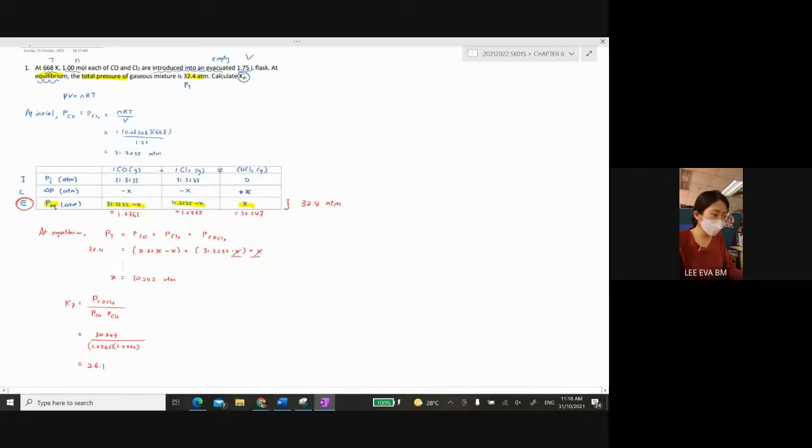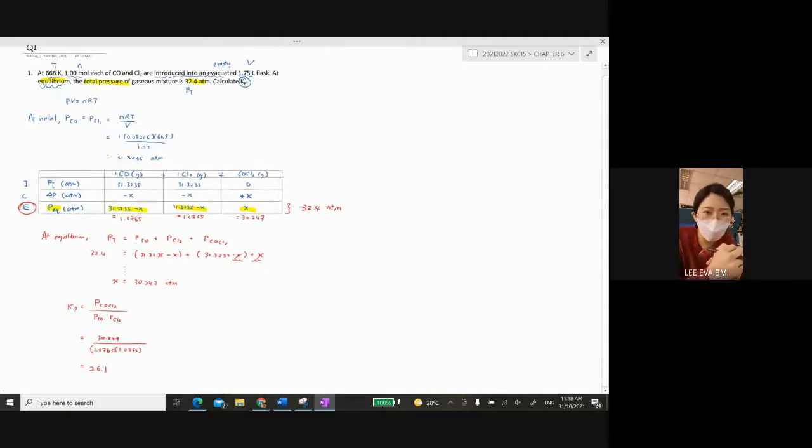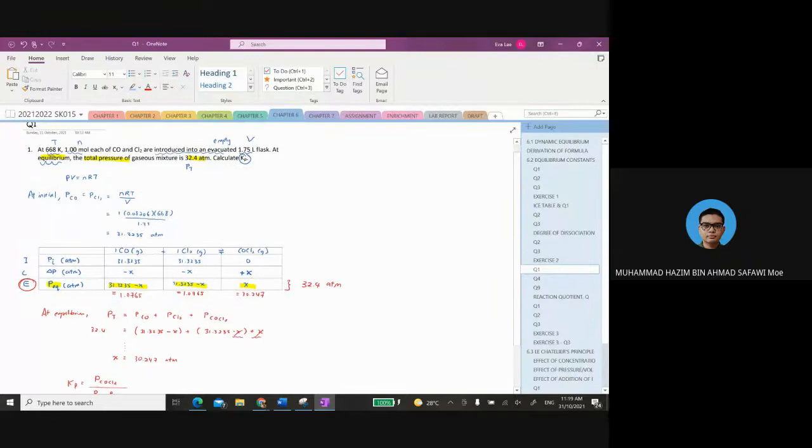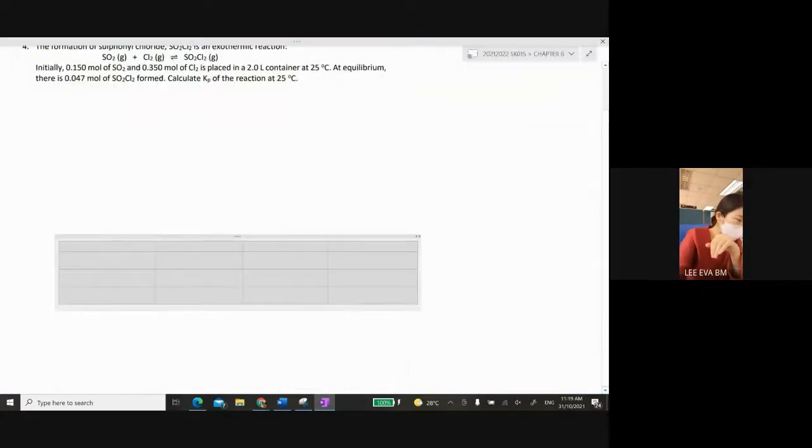Boleh screenshot kalau untuk sesiapa yang tak sempat nak salin. Yes, madam. Putus lagi. Nampak. Hazim, awak tak putus, madam dengar awak lagi.